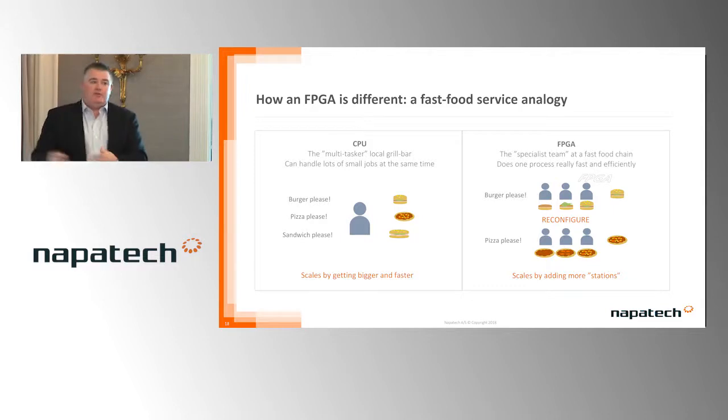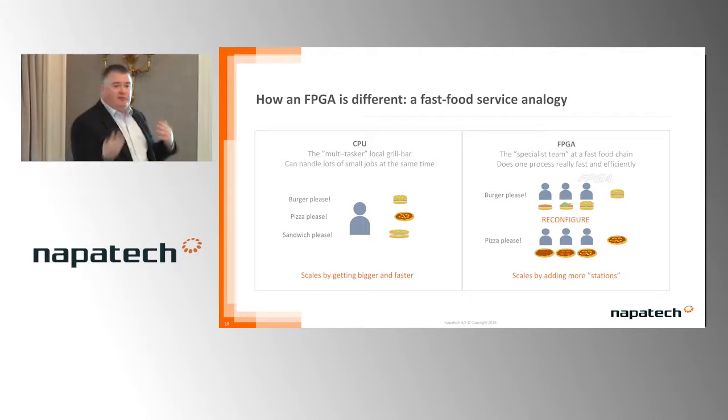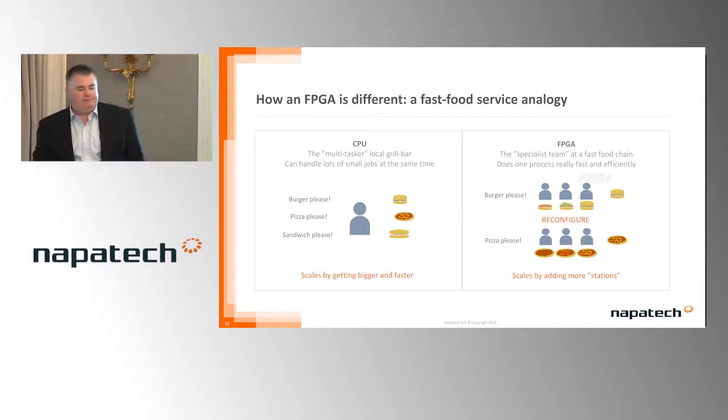So in that way, you can get a lot more done. It's a lot more efficient than if you're going to your local grill bar. And you're going to get a predictable quality every time. So that's the difference between the CPU and the FPGA. The multitasker, which is great at doing lots of things, besides the FPGA, which can make a process and be excellent at running that process and scaling it.